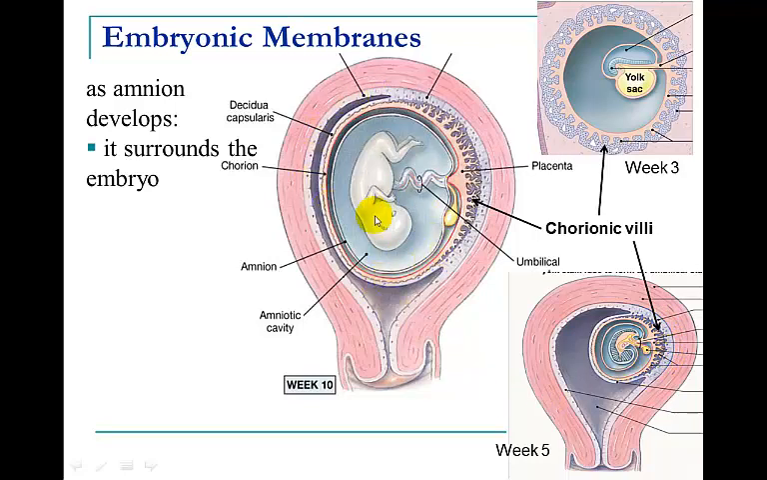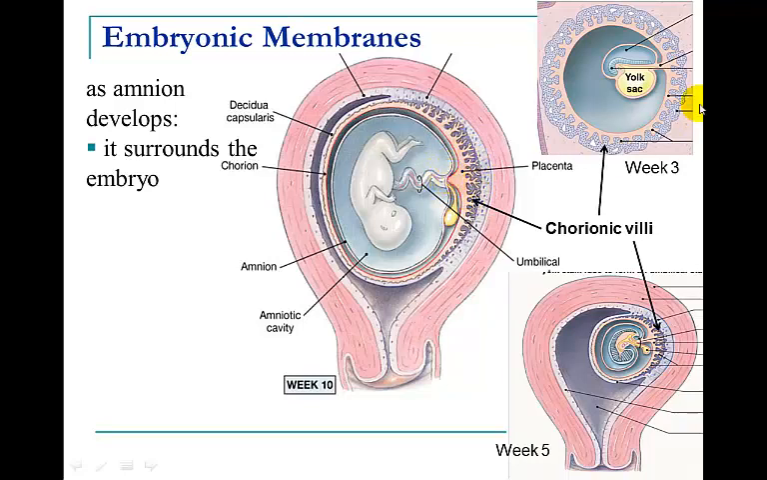Here we are at week 10. This was week 5. Here we are at week 10. And we see here a very developed chorionic villi, which is going to be part of the placenta. So this is part of the placenta. The placenta is a combination of the chorionic villi of the fetus and the endometrium of the mother.